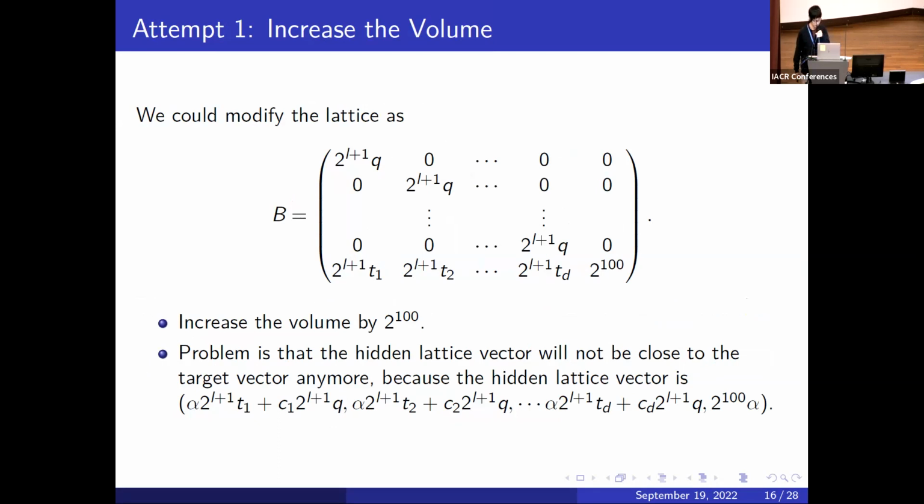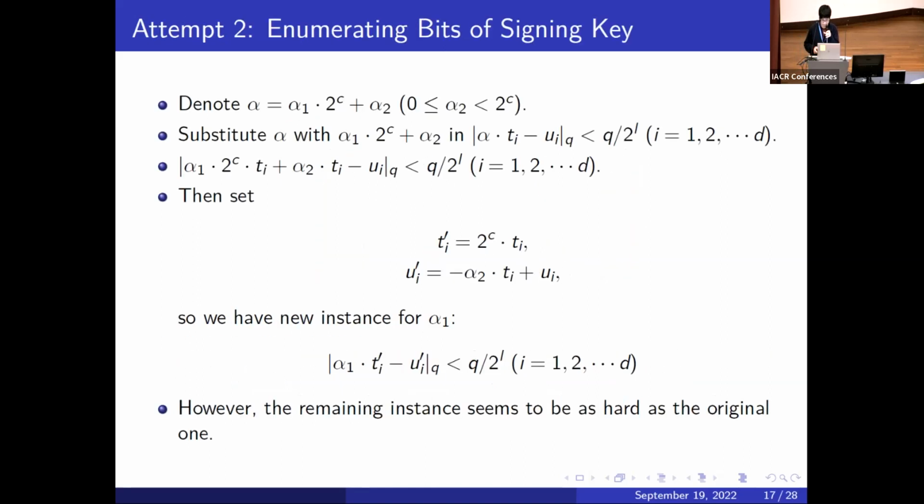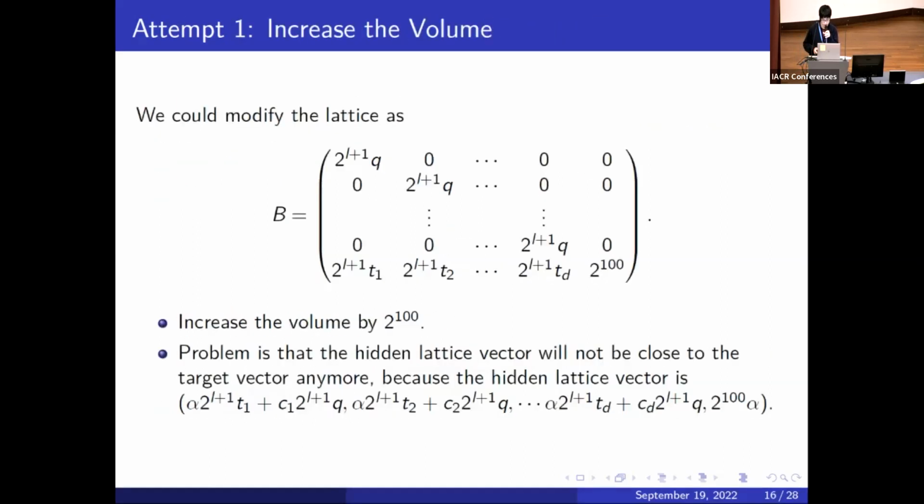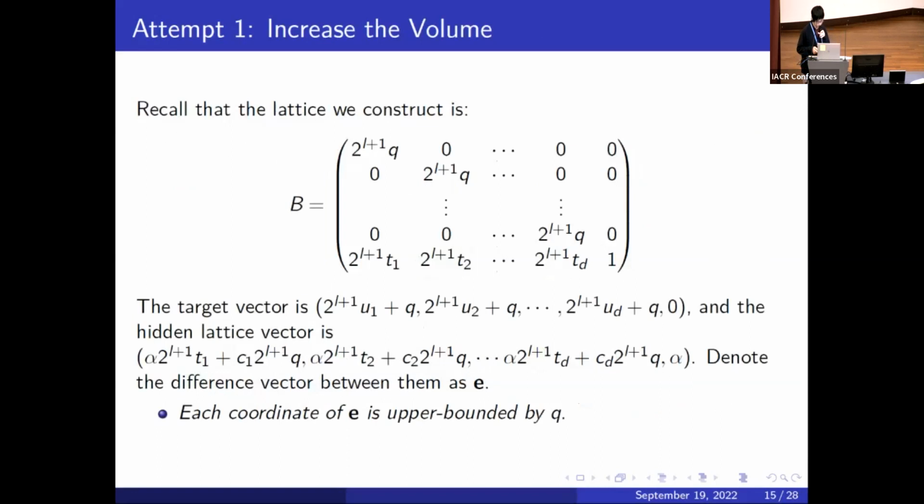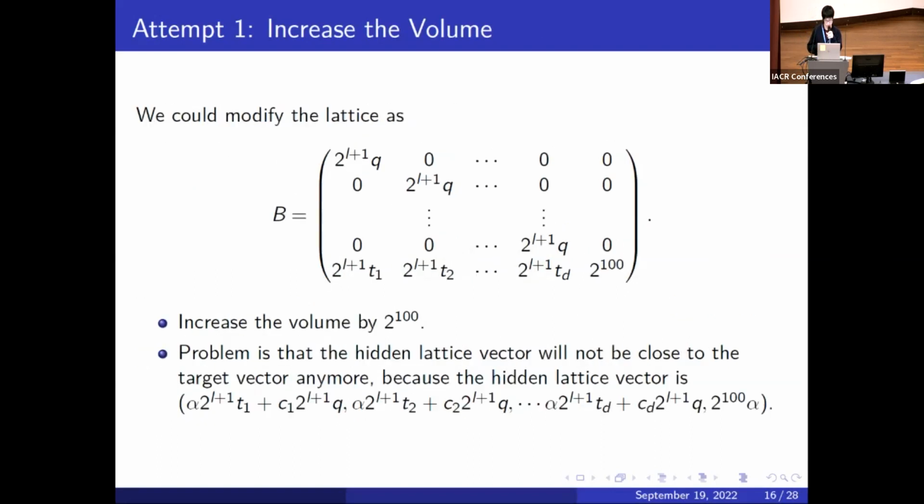However, there is a serious problem: the hidden lattice vector will not be close to the target vector anymore, because the hidden lattice vector becomes this, and the last coefficient becomes 2 to the 100 times alpha, which is very large. As I mentioned, each coefficient of the difference vector is upper bounded by q. So this 2 to the 100 alpha is very, very large, and it means that it's not quite meaningful.